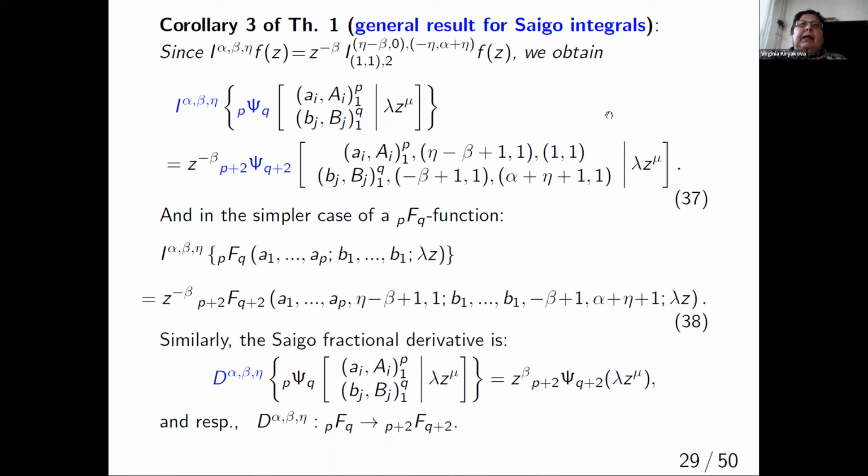Also in the general case, we take the generalized hypergeometric function. The Saigo operator maps it to the same kind of function with p and q increased by 2, because these are compositions of two Erdélyi-Kober operators, similar for the derivatives of the Saigo operators.